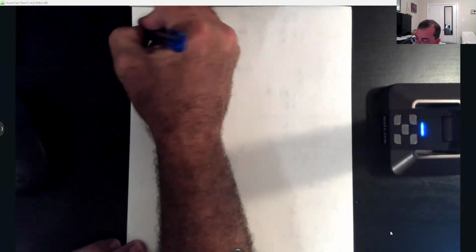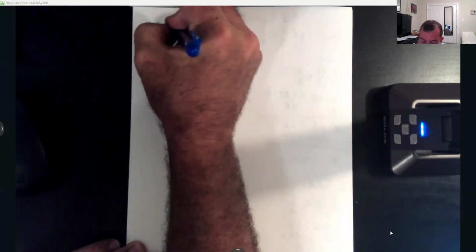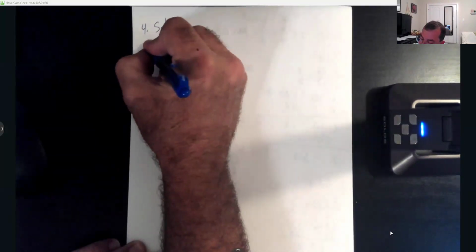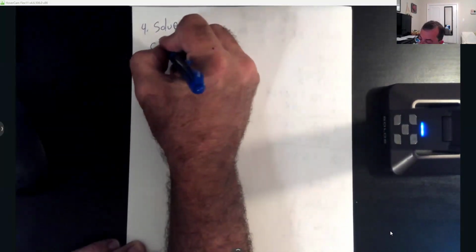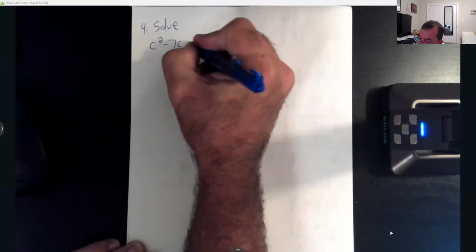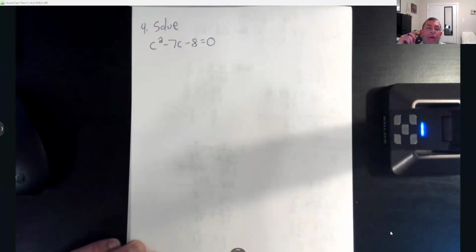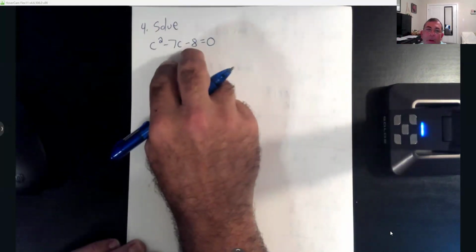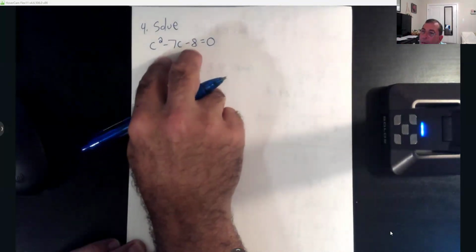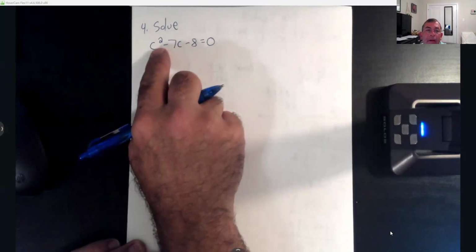So number 4 was a solve. But now they're changing the problems up. This one I got a c squared minus 7c minus 8 equal to 0. So they want us to solve a few doing a little factoring.